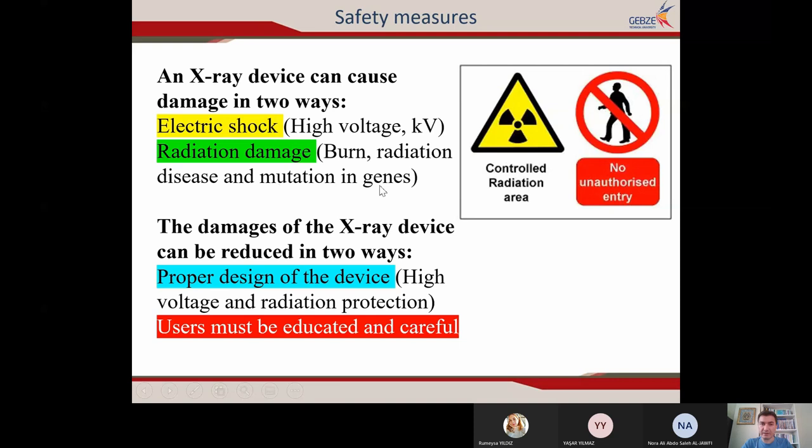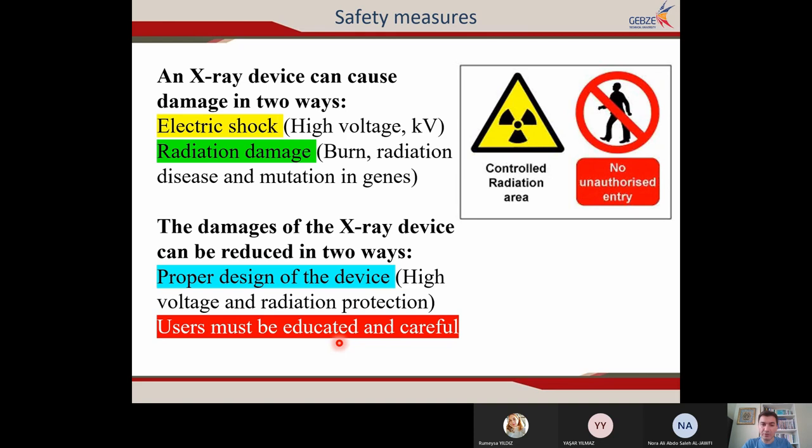So how do we save the users and other people from the harmful effects of X-rays? It can be controlled or reduced in two ways. First of all, X-ray devices must be designed in a proper way, okay? So against high voltage and radiation, users must be protected. It is very important. And you can see such signs for X-ray rooms in hospitals, and also at universities and research centers. This is a controlled radiation area. If you see that sign, it means that there is ionizing radiation inside. And no unauthorized entry is also one of the signs in that region. In addition to that, users must be educated concerning the harmful effects of X-rays, how to use the device, and which things are important when dealing with X-ray machines.